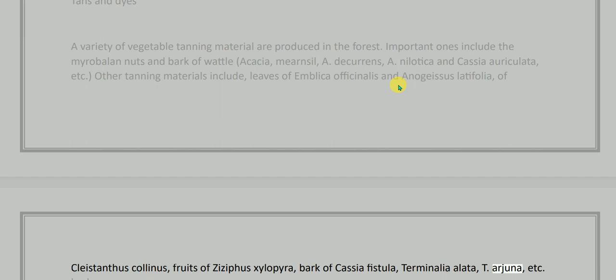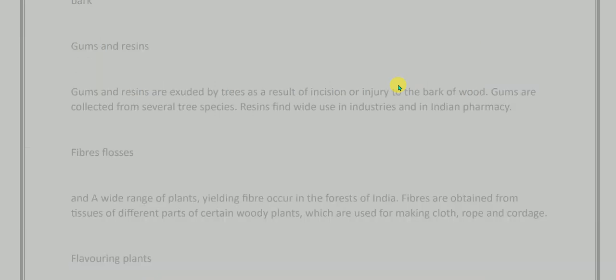Arjuna, etc. Bark, gums and resins. Gums and resins are exuded by trees as a result of incision or injury to the bark of wood. Gums are collected from several tree species. Resins find wide use in industries and in Indian pharmacy.